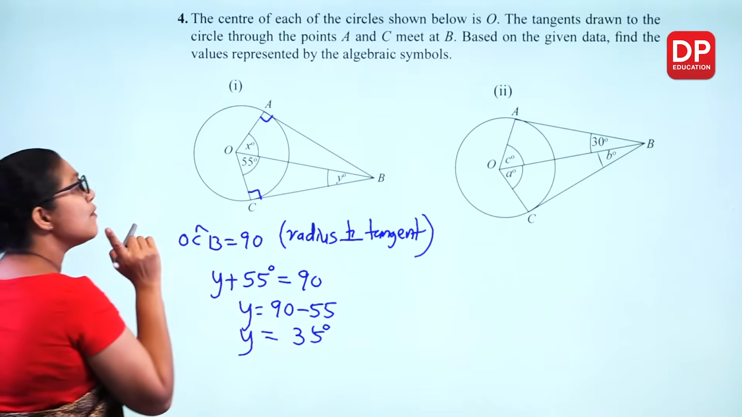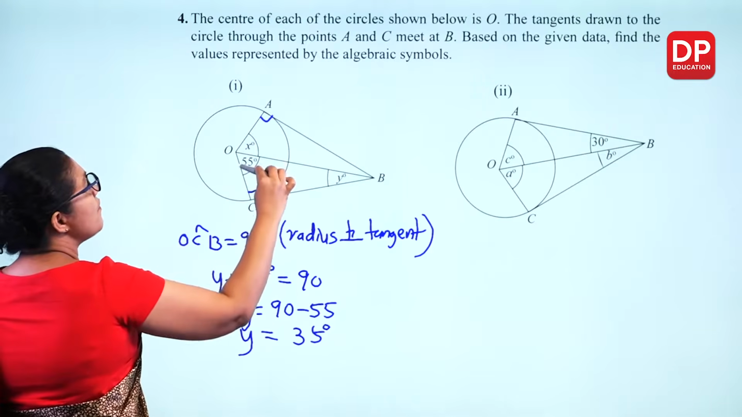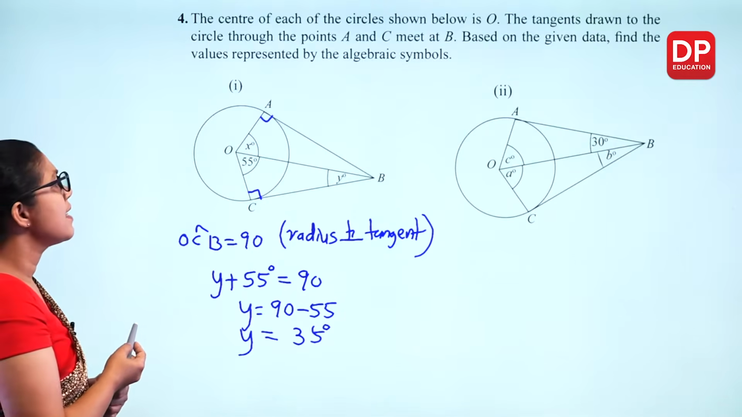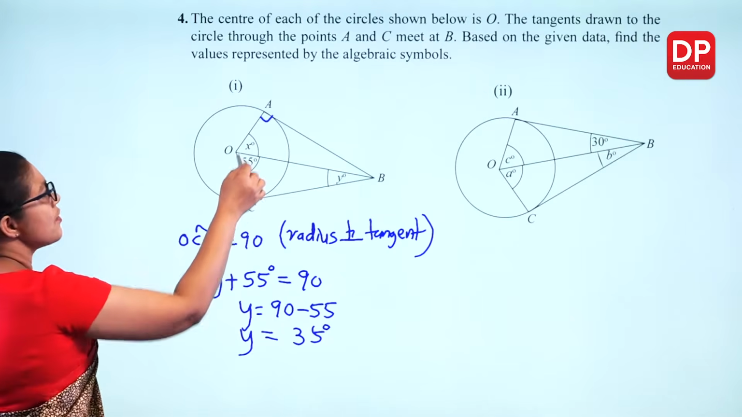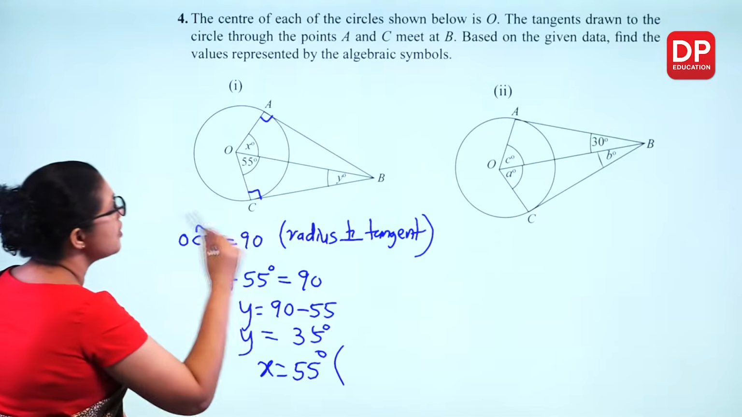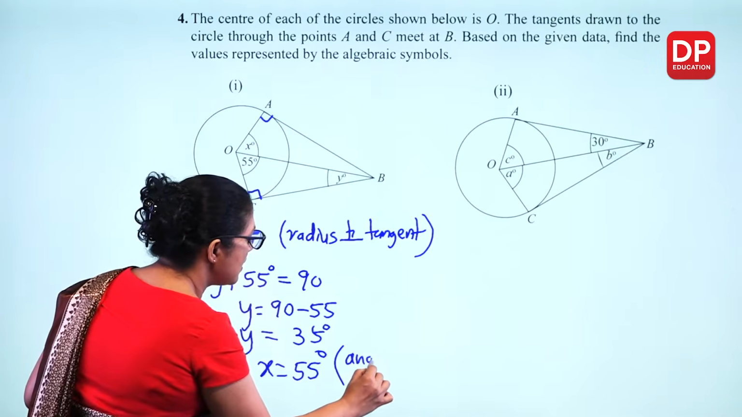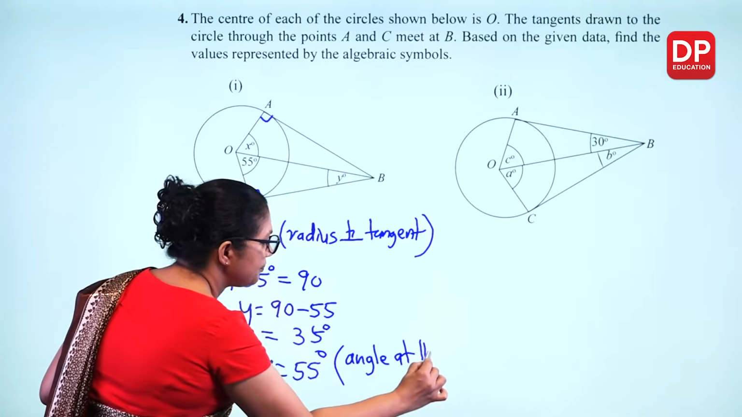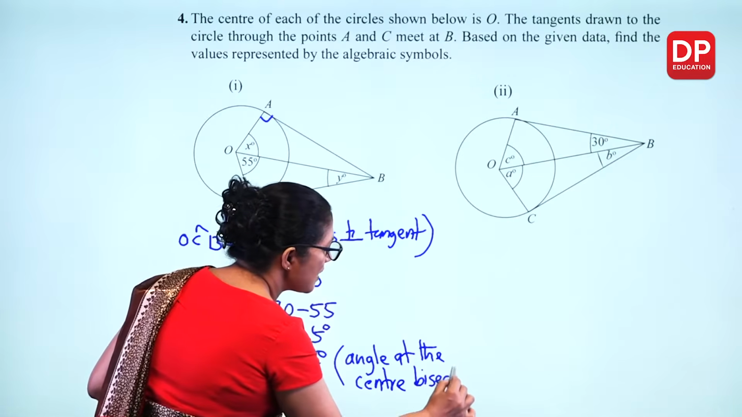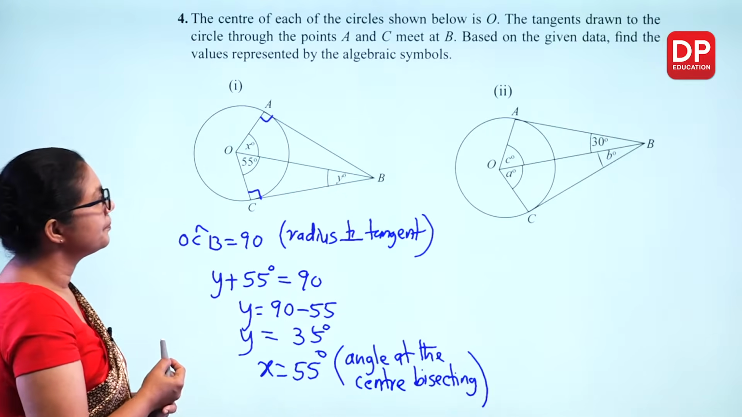So this is 35. Then what's the other theorem we know? This angle is bisected by the line joining the center and the point. So straight away x equals 55. According to the second theorem, angle at the center bisecting. That's the reason. Look at the second one.